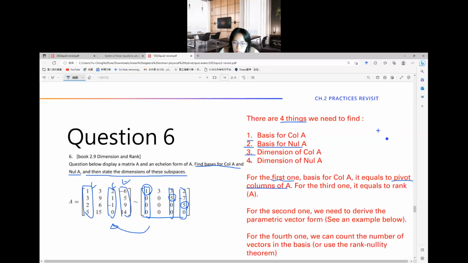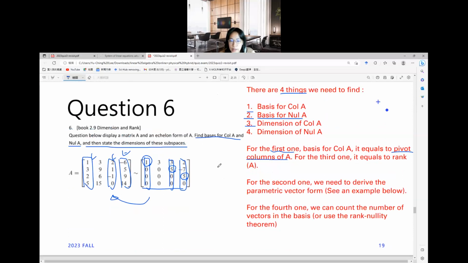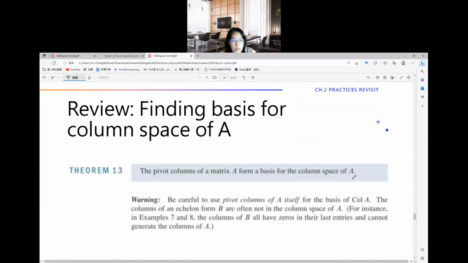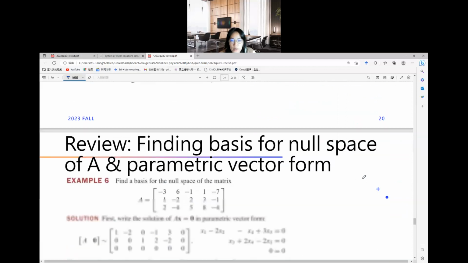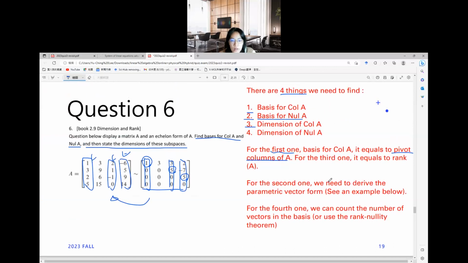So let's skip the second one temporarily and try to solve for dimension of column space of A. What's the dimension of column space of A? It's equal to rank of A.